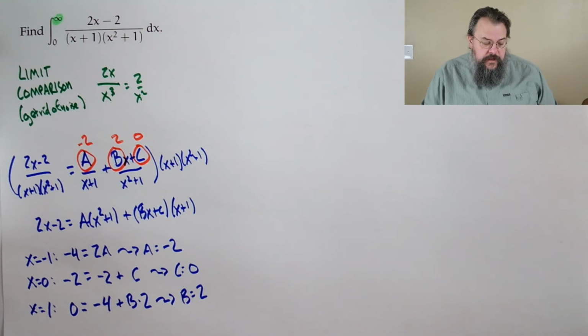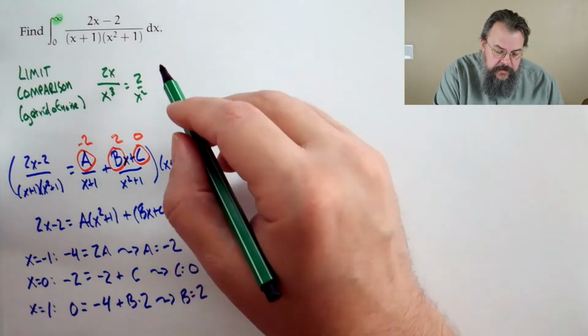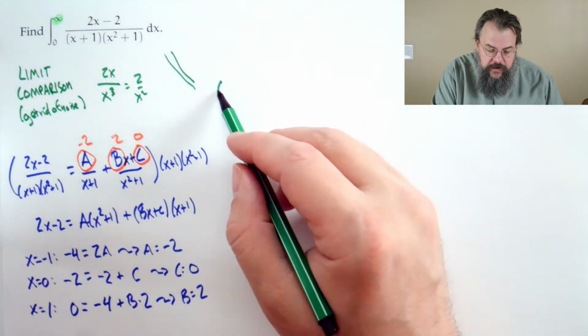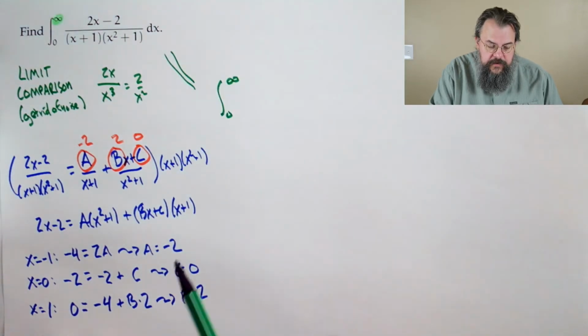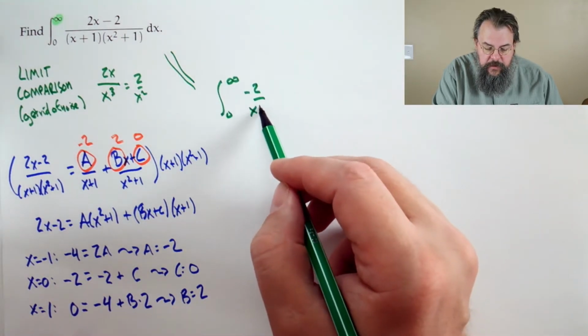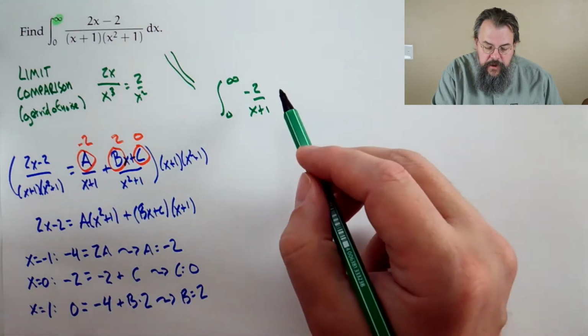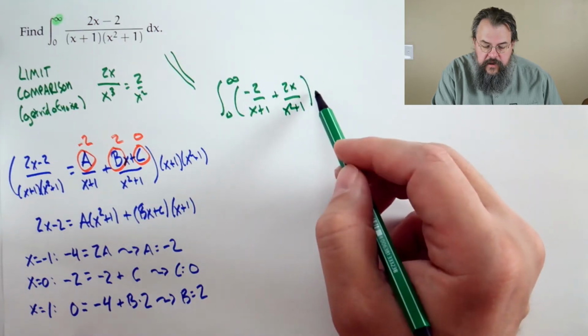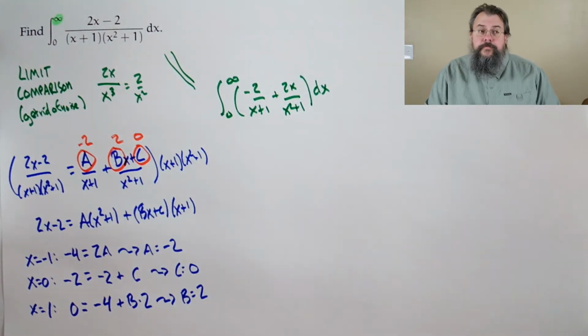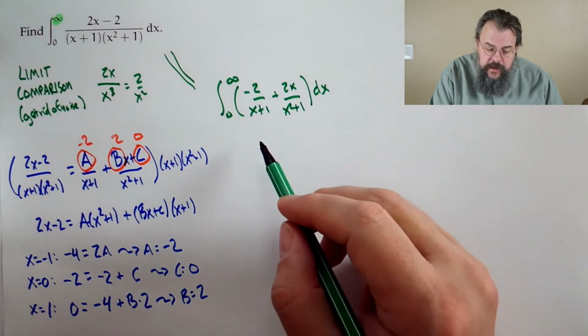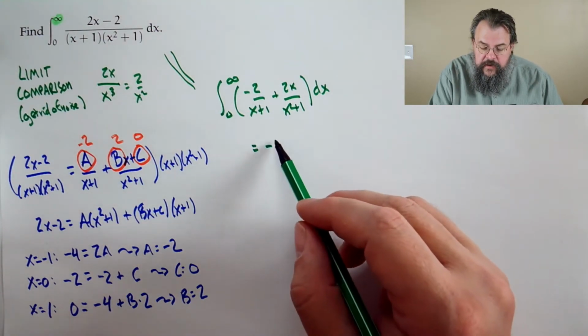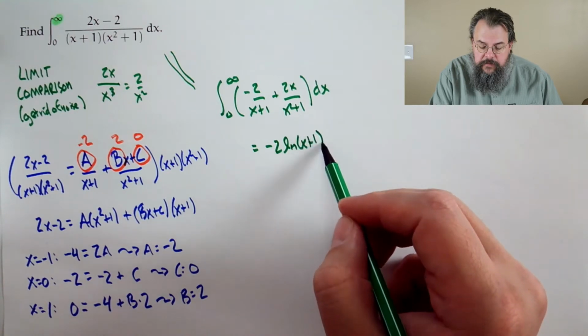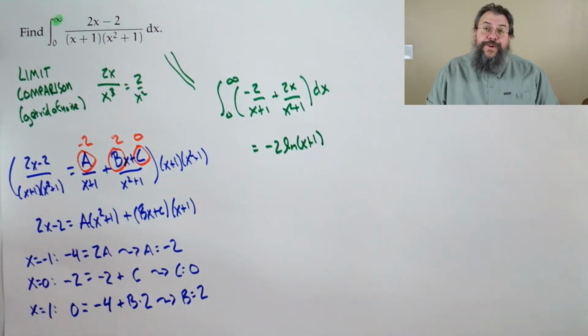So we get the following. This integral becomes what? The integral 0 to infinity of minus 2 over x plus 1, just copying here, plus 2x over x squared plus 1, and that's dx. Okay, well, that's not so bad. Minus 2 log of x plus 1. And here, if you look at it, 2x over x squared plus 1, that's actually kind of nice.